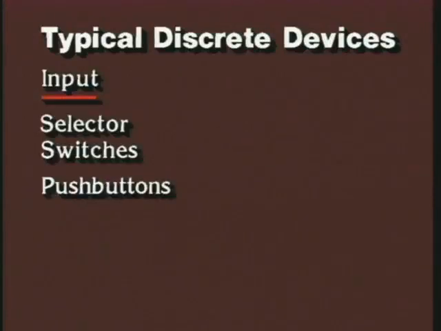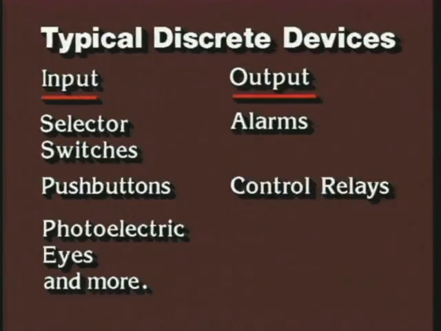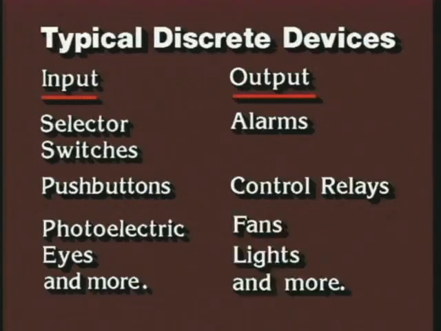Some typical discrete input devices that behave in this manner include selector switches, push buttons, photoelectric eyes, and many others. Among discrete outputs, we have alarms, control relays, fans, lights, and many more. These discrete inputs and outputs are connected or wired to input and output modules.